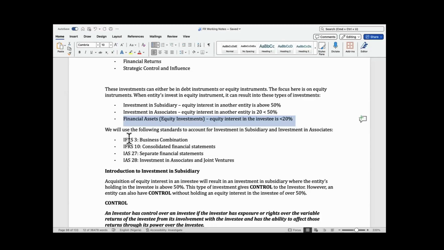There is a standard called IFRS 3 on business combination. There's a standard called IFRS 10 on consolidated financial statements. There's IAS 27 on separate financial statements. And there's IAS 28 on investment in associates and joint ventures. These are the focus. These are the standards that we use to teach you all the principles you need to know. And everything I'll be mentioning are statements from these standards. It's not what I developed, it's just what I read from these standards. And that is how we're going to account for most of these types of investments.